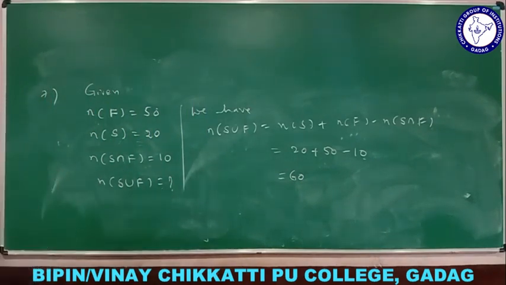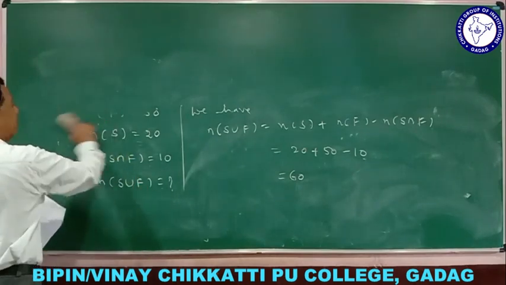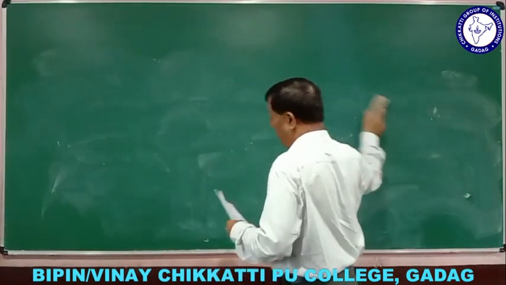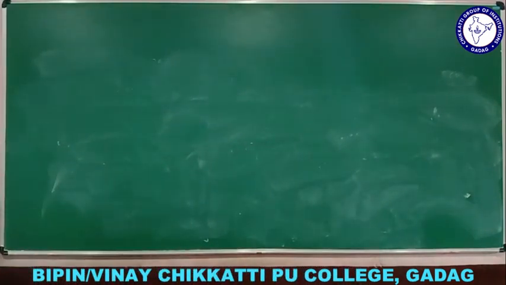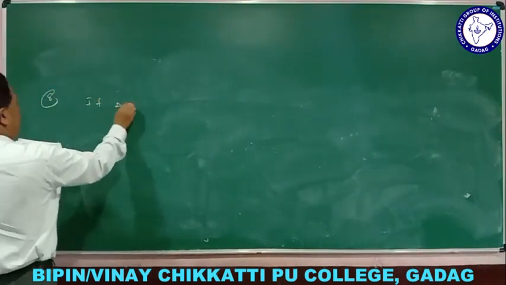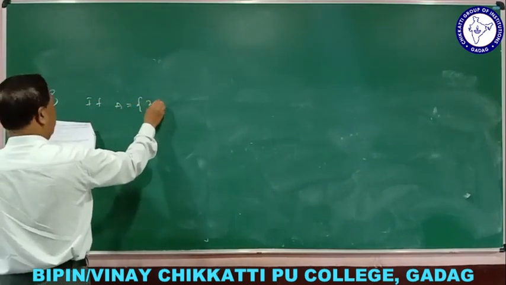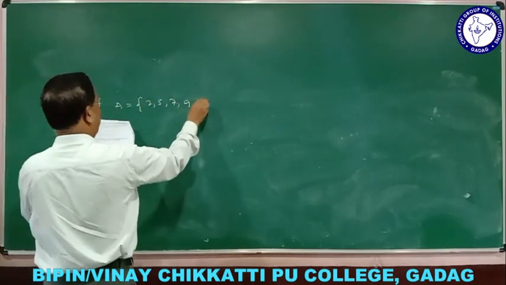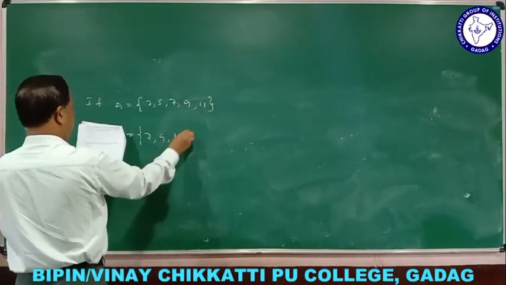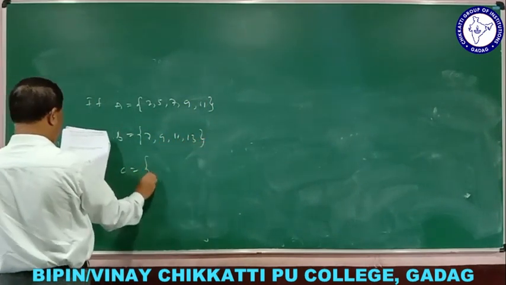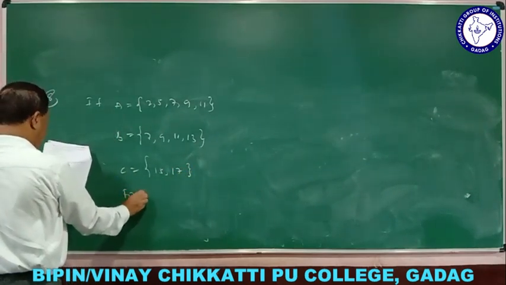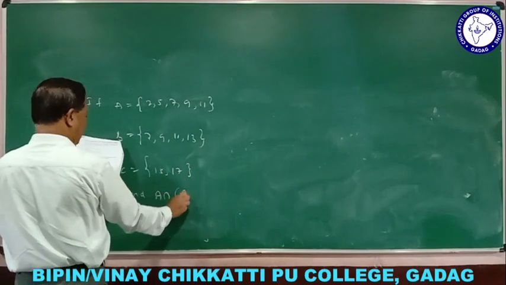Now I'm going to see the next problem, the eighth problem here. And there you see what things are given. Based on the information given, you have to work out the problems. Number eight, what do you see? A is given: 2, 5, 7, 9, 11. And B is 7, 9, 11, 13. And C is 15, 17. And the question is, find A intersection (B union C).